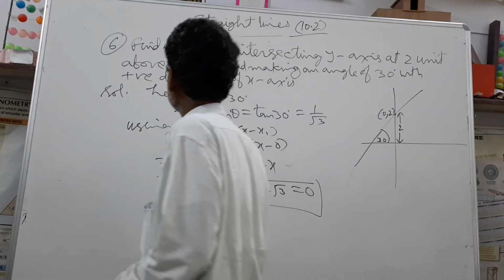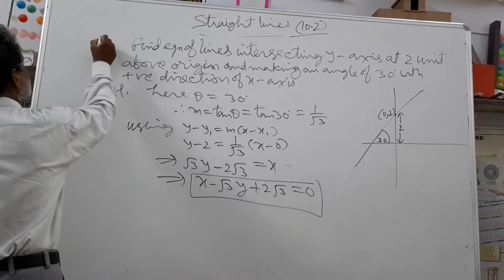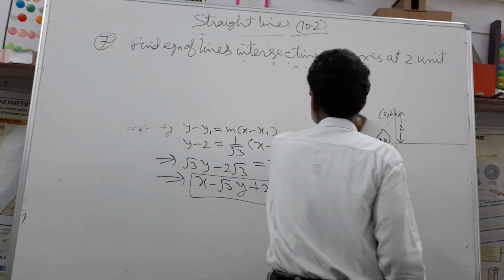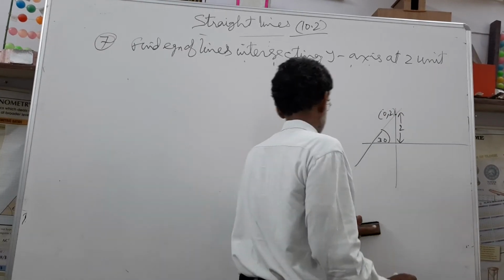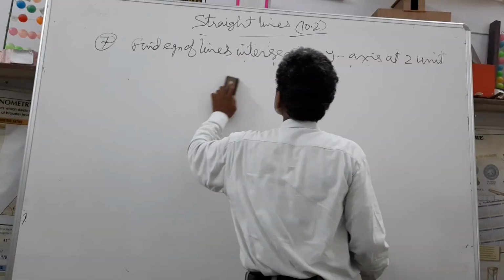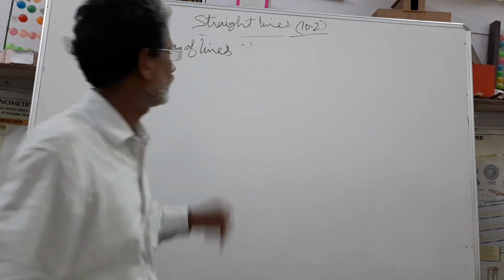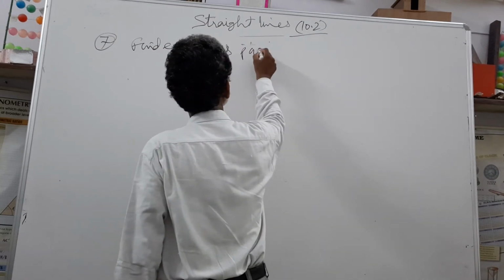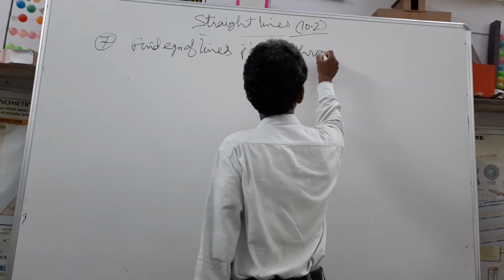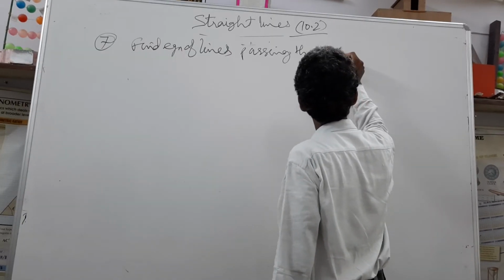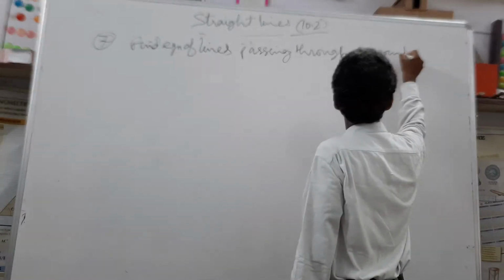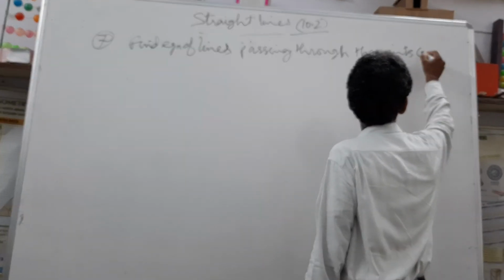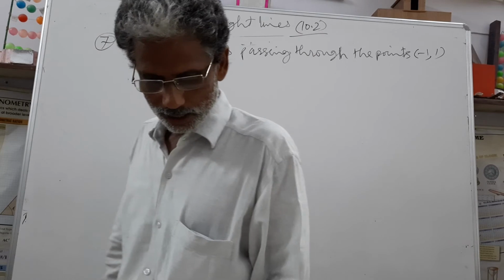Now question number 7. Find the equation of line passing through the points minus 1, 1 and 2, minus 4.